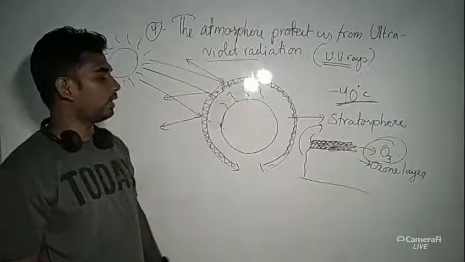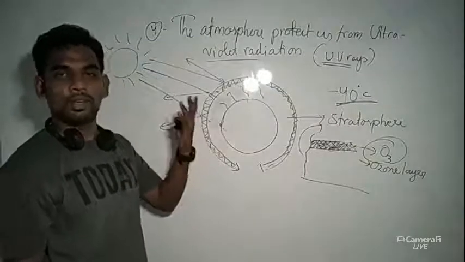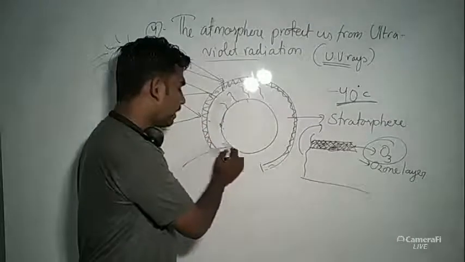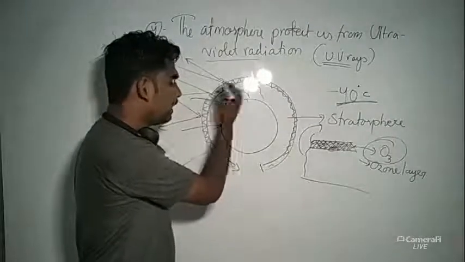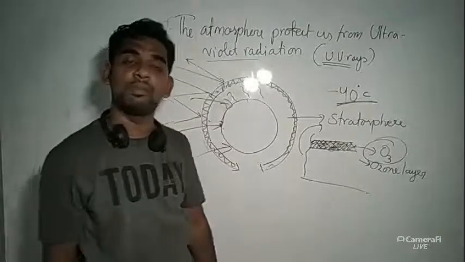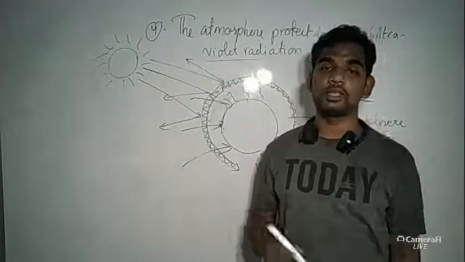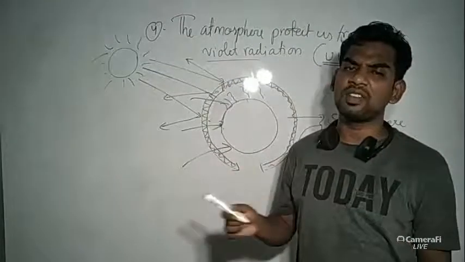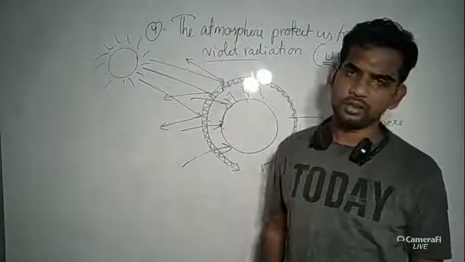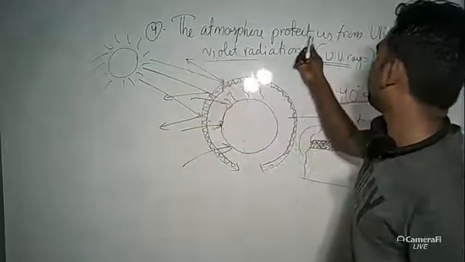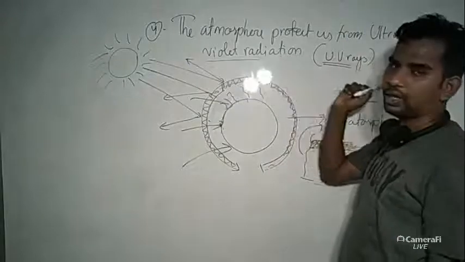Yes, and as we know, the earth is rotating. So what will happen if the ray will get in? It will cause great danger to not only human beings, but it will also affect the natural process that has been taking place on the earth's surface for millions of years. Clear? So this is how the atmosphere protects us from the ultraviolet radiation.